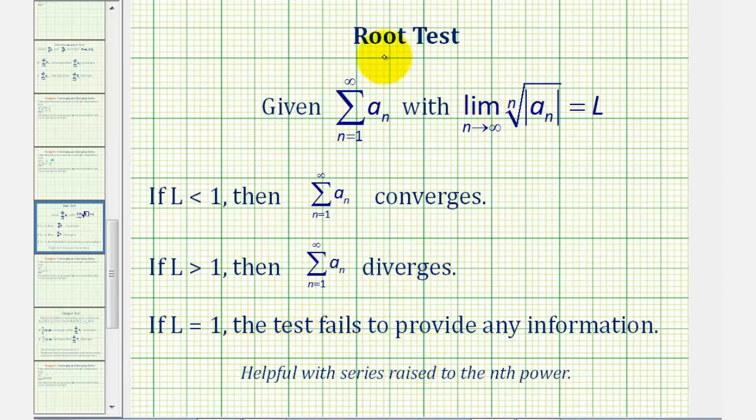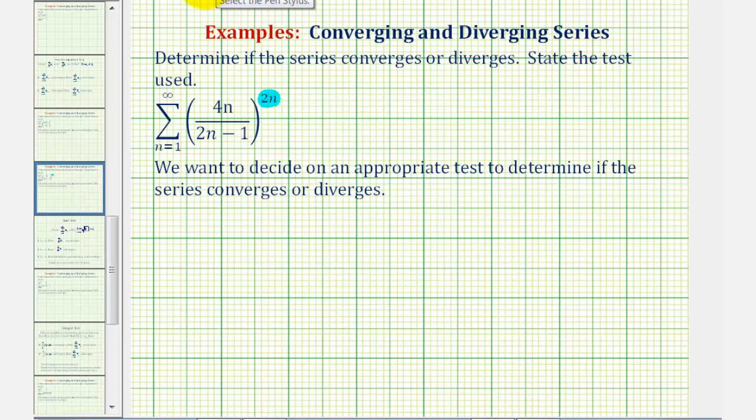And again, this is normally the test to use if the series is raised to the nth power, or in this case, raised to the 2n power. And notice that since n starts at 1, a sub n is always positive, so we can drop the absolute value. So we want to find the limit as n approaches infinity of the nth root of a sub n. So we'll have the nth root of a sub n, which is 4n divided by the quantity 2n minus 1 to the 2nth power.